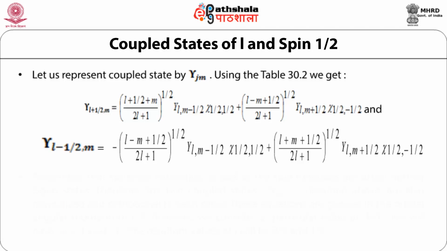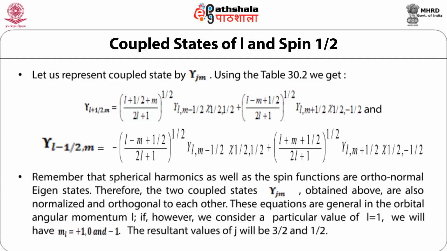And as mentioned before, here the subscripts for the spherical harmonic term, that is Y, represent L and m_l, while the subscript for the spin term xi represents s and m_s. And it is important to remember over here that the spherical harmonics as well as the spin functions are orthonormal eigenstates, and hence the two coupled states given by gamma_{jm} obtained above are also normalized and orthogonal to each other.